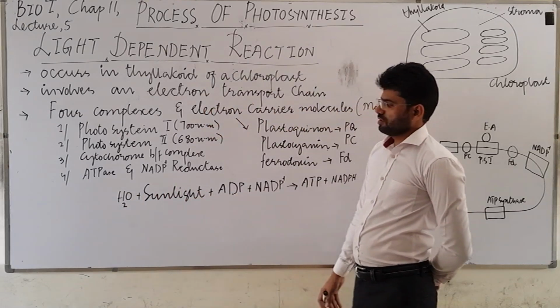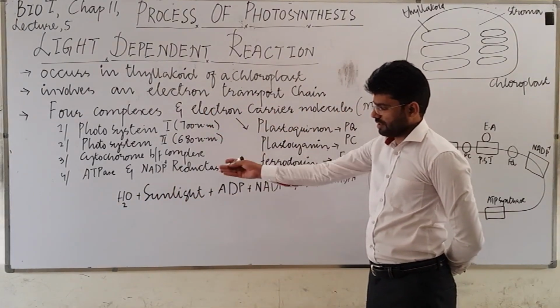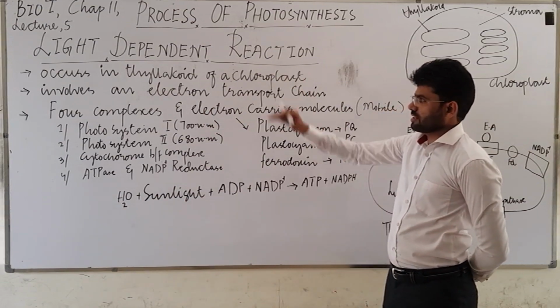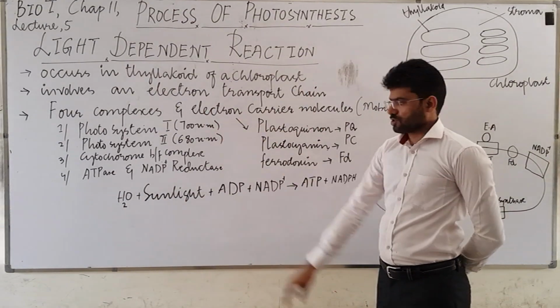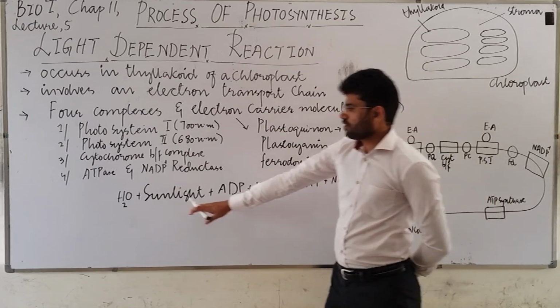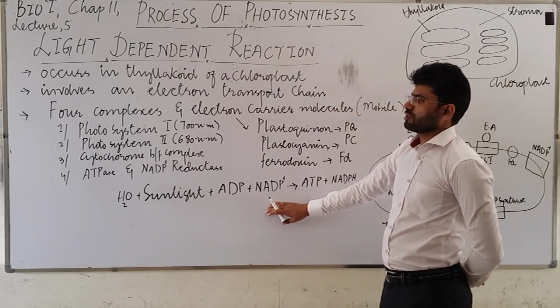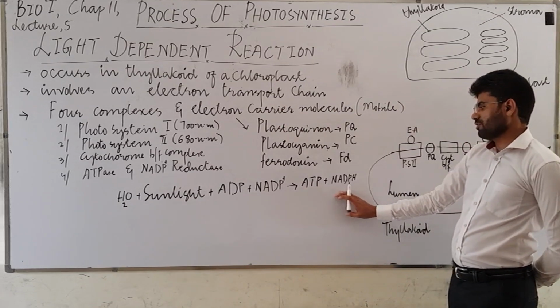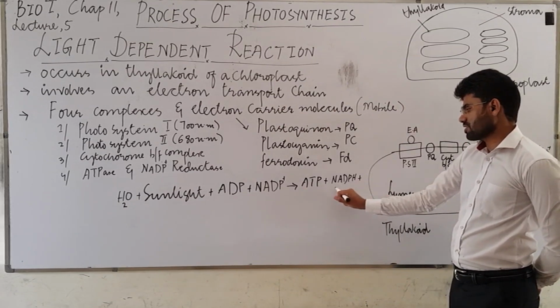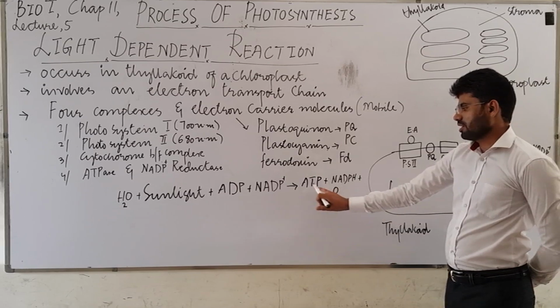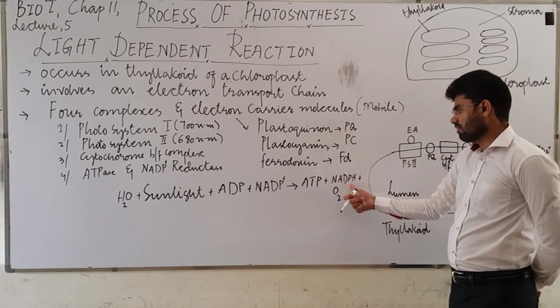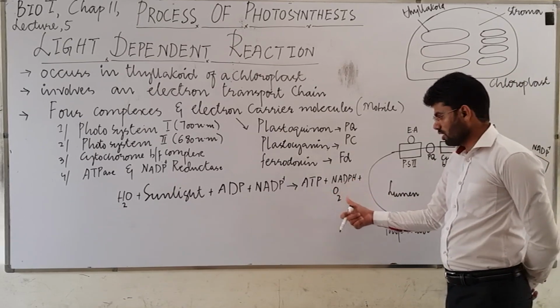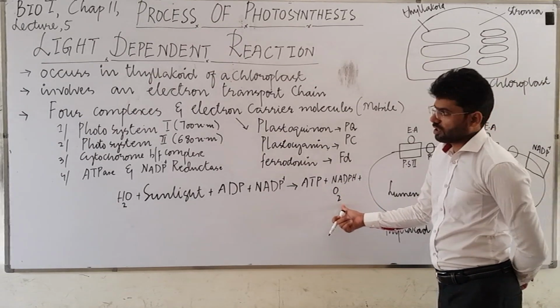It is also the reactant which will be used in this light dependent reaction or electron transport chain. So these are called the reactants of the light dependent reaction, and by the end of the light dependent reaction, we will have an ATP molecule, we will have an NADPH molecule, and we will have an oxygen molecule.